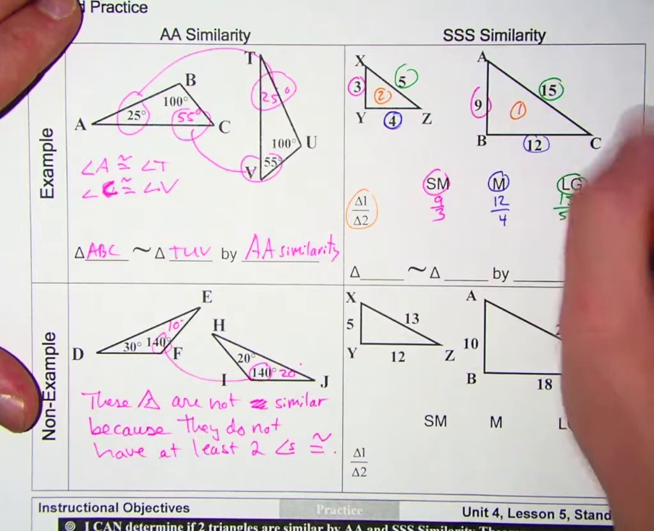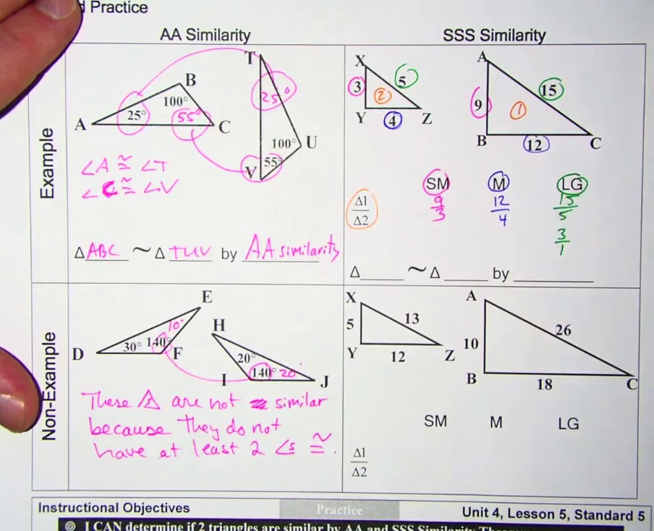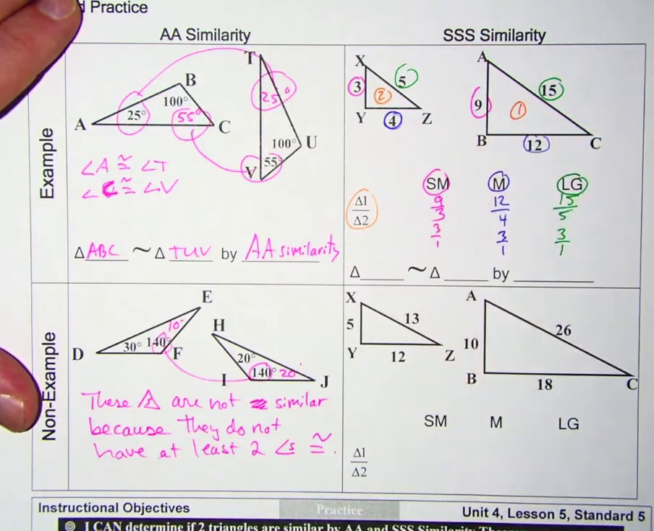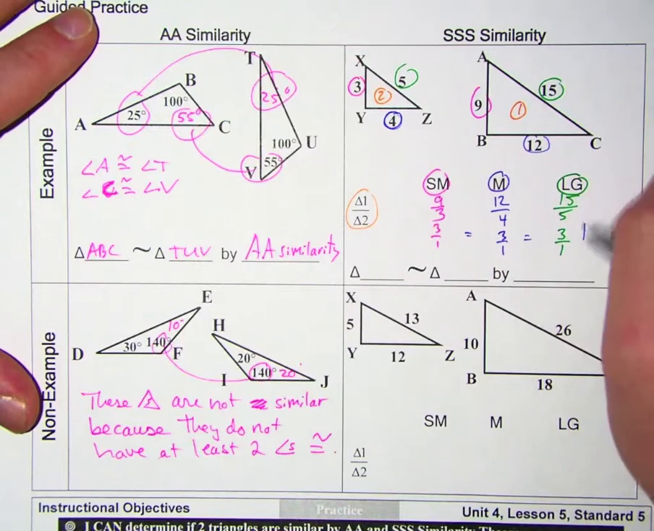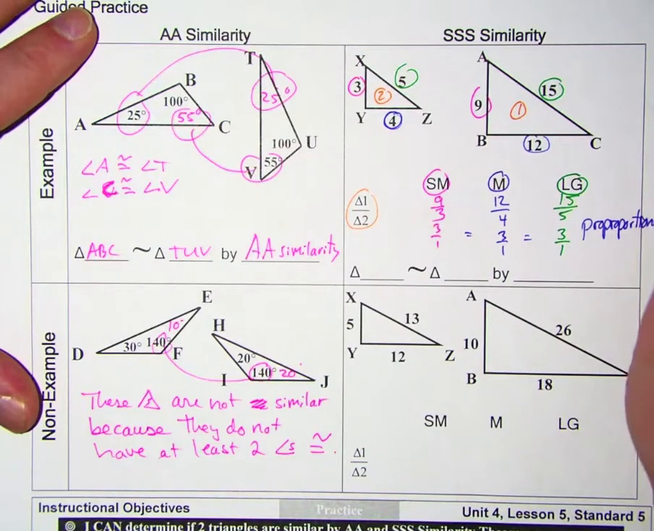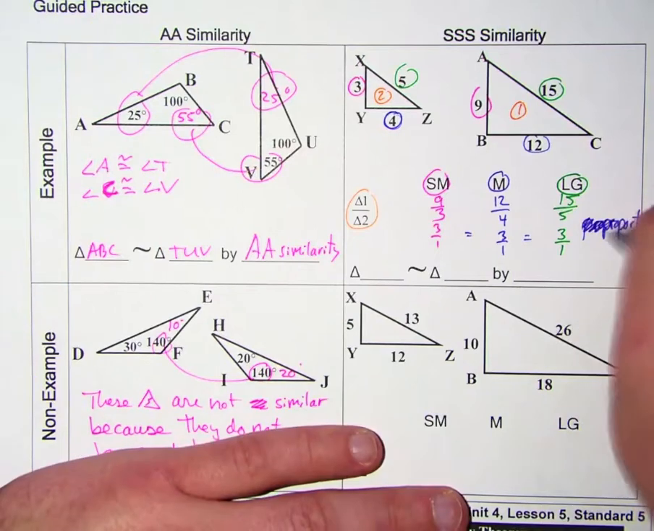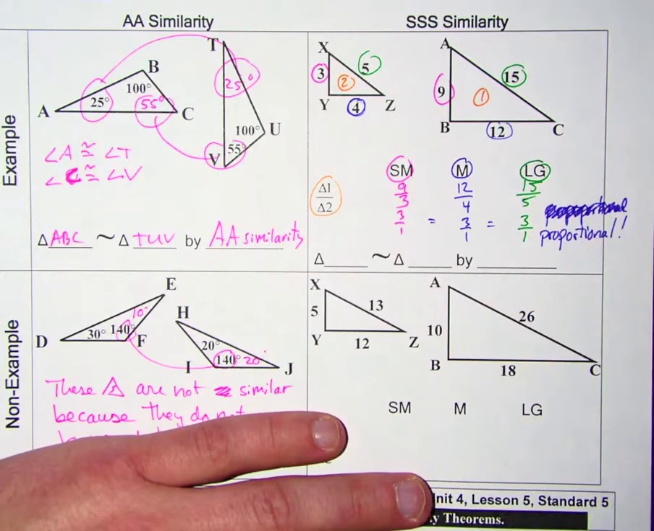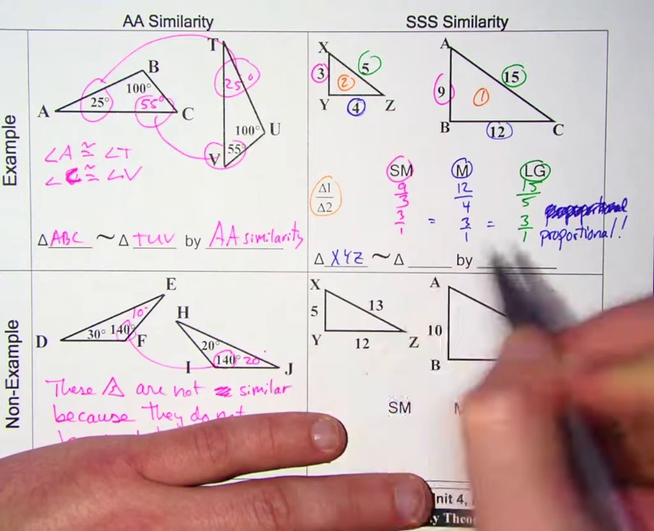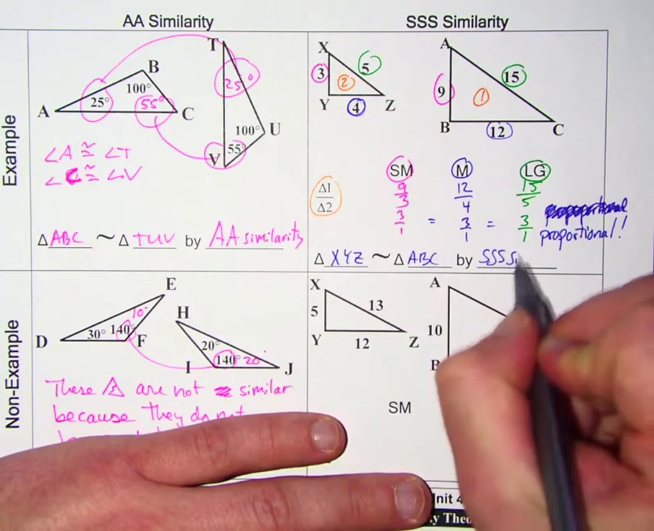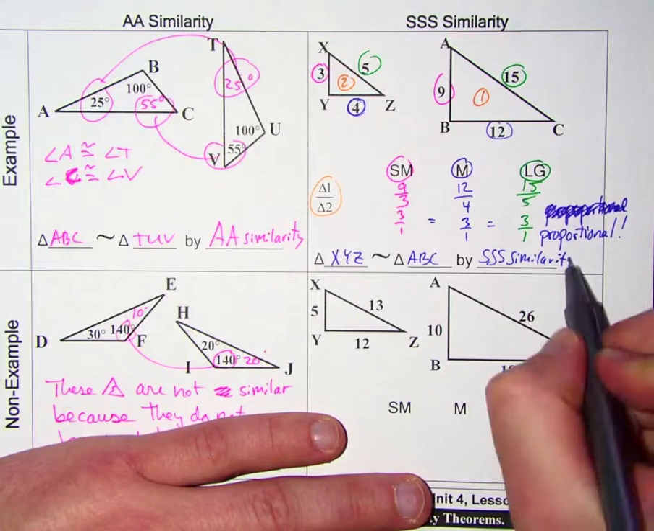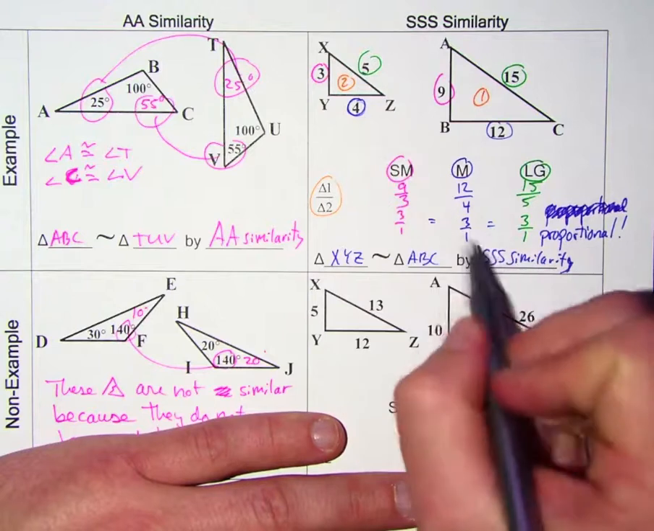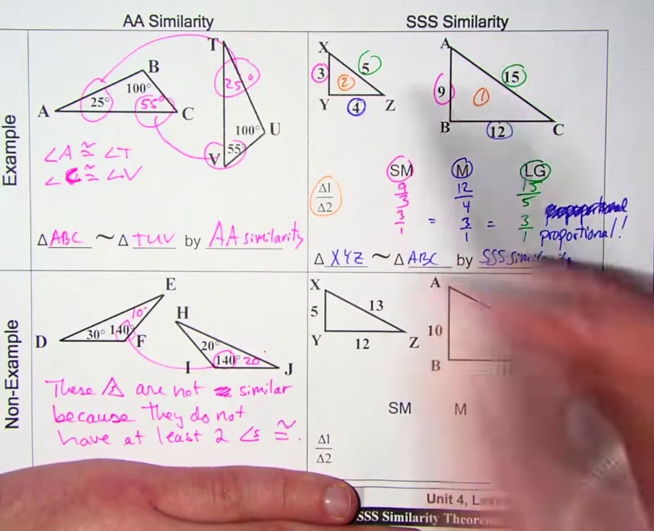They don't look the same, but if you reduce them all, 15 over 5 reduces down to 3 over 1. 12 over 4 is 3 over 1. And 9 over 3 is 3 over 1. So because all of these are equal to each other, we can say they are proportional. Therefore, triangle XYZ is similar to triangle ABC by side, side, side similarity. The scale factor here is 3 to 1. If you're getting bigger, from small to large, it's 3 to 1, so you'd multiply by 3, and you're multiplying by 1/3 if you're going from large to small.